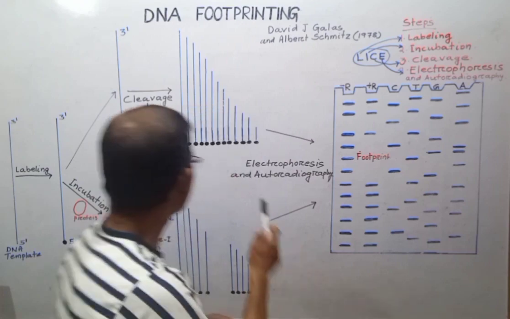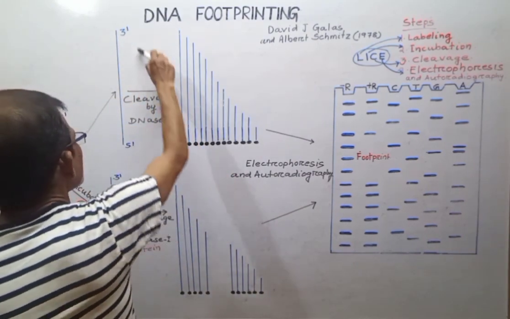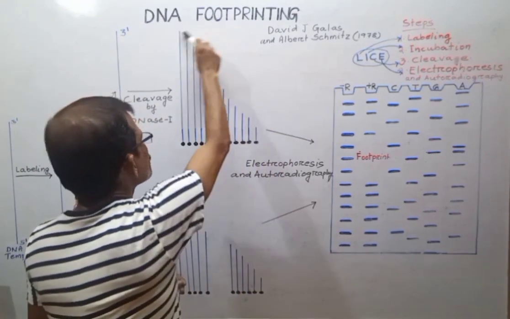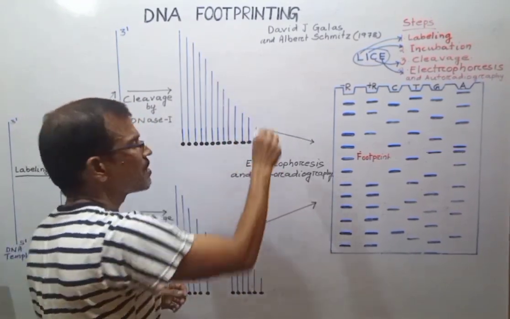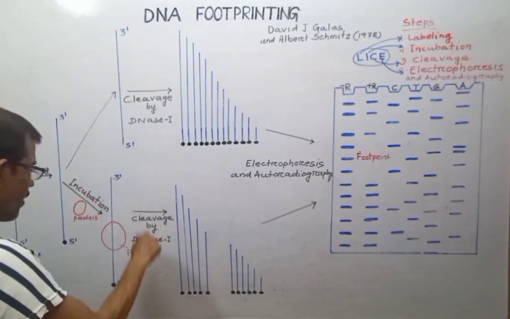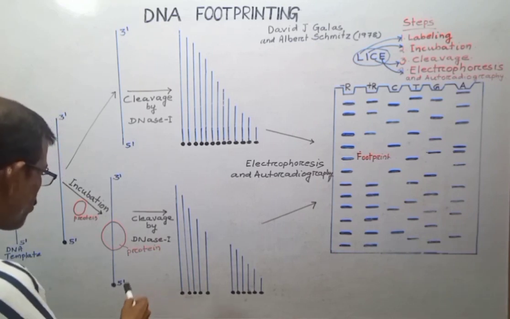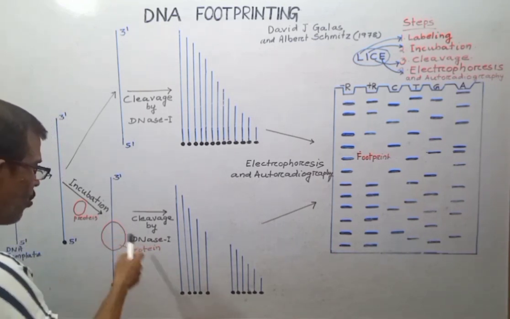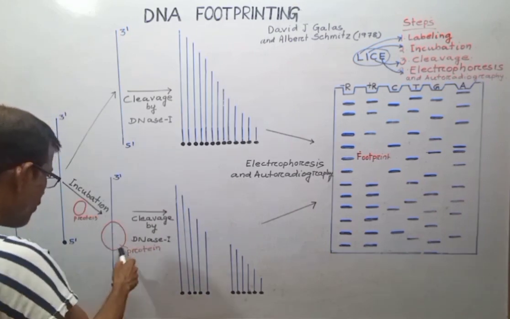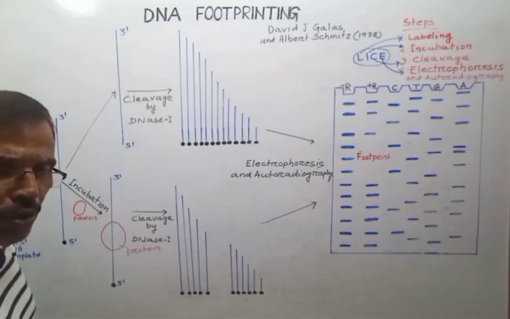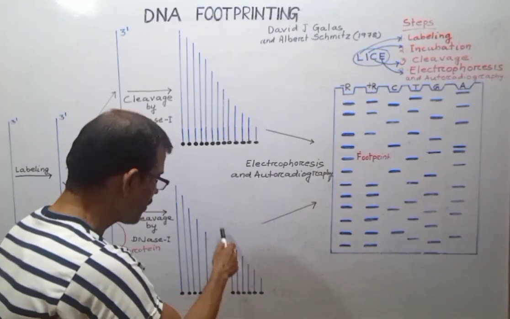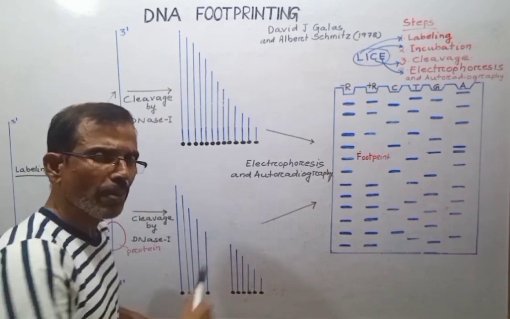When cleaved, the first set of DNA template which is not associated with protein will give rise to a continuous ladder which differs by one base only. But the second set of DNA template, because it is associated with protein, its cleavage will be interrupted because the region where the protein has been bound will be protected from cleavage. So there will be a gap. This gap is called DNA footprint.